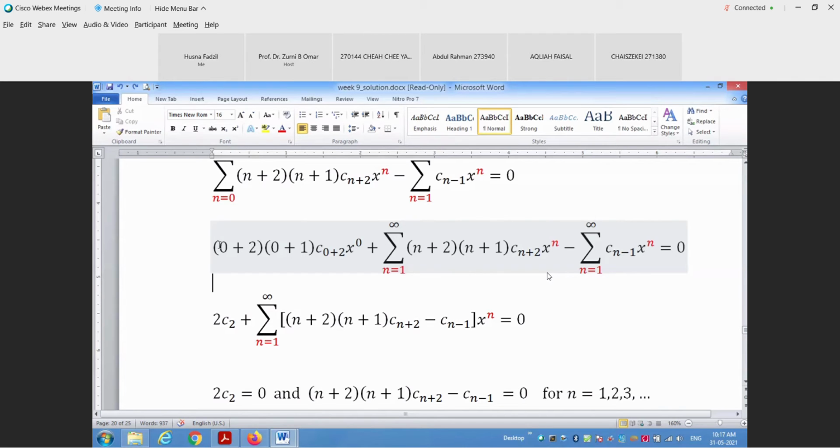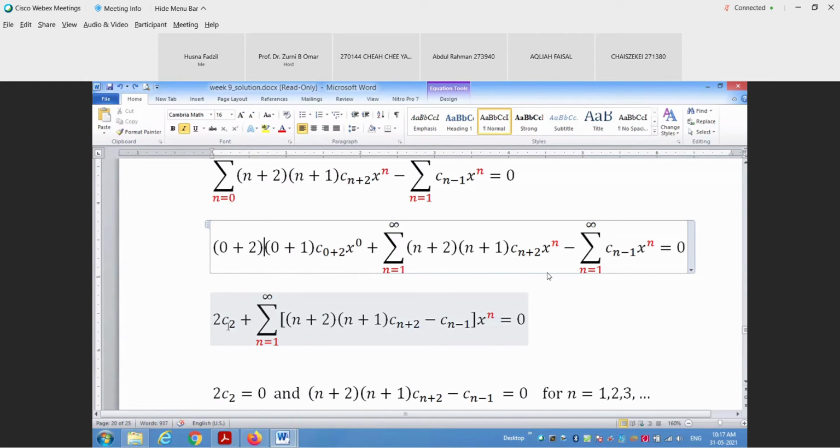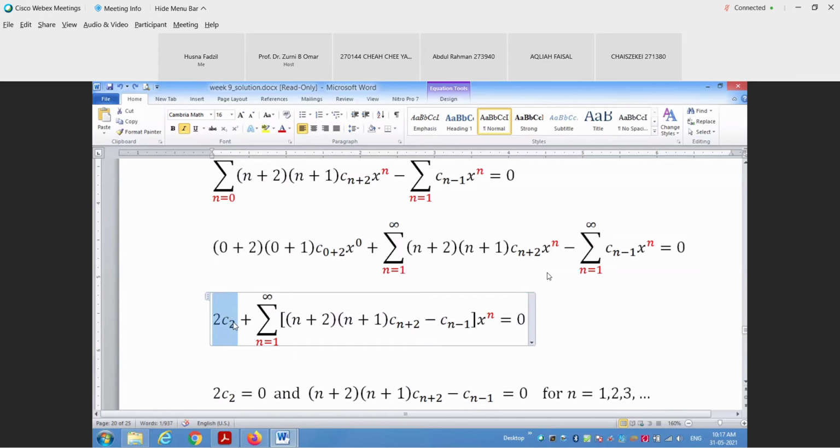Okay, solve for this term. 0 plus 2 is equal to 2, 0 plus 1 is equal to 1, 2 times 1 is equal to 2, and then C_{0+2} is equal to C2. x power of 0 equal to 1. So this term becomes 2C2. And then for these two series, we can combine them together.